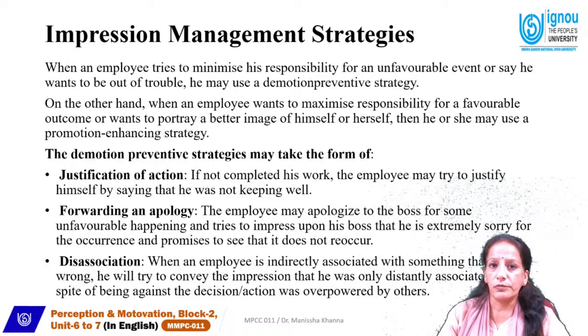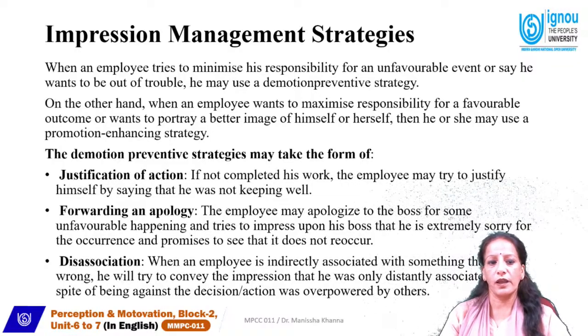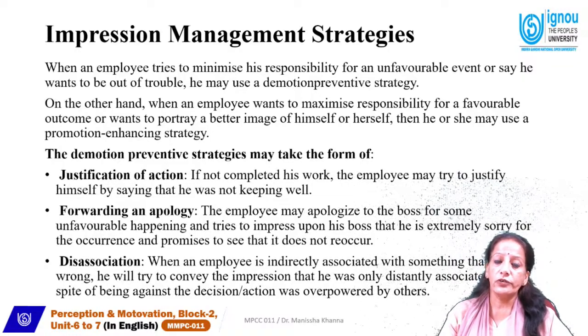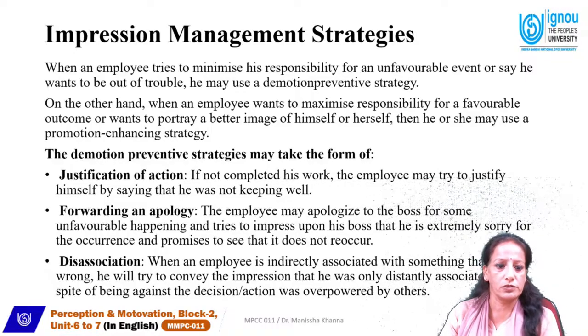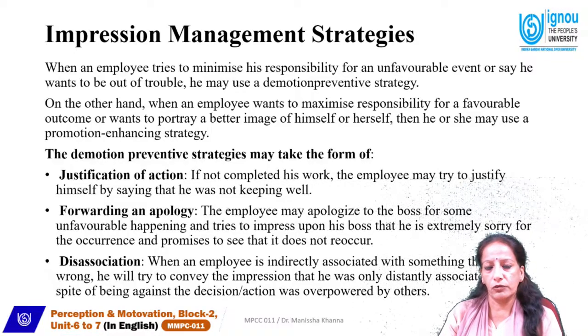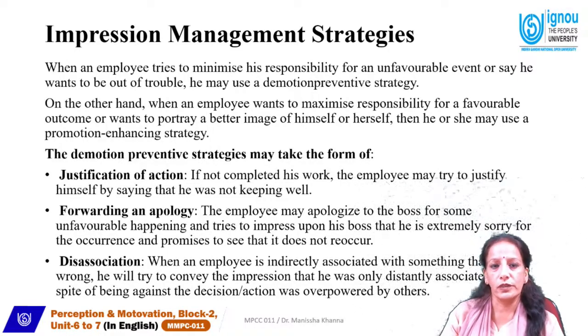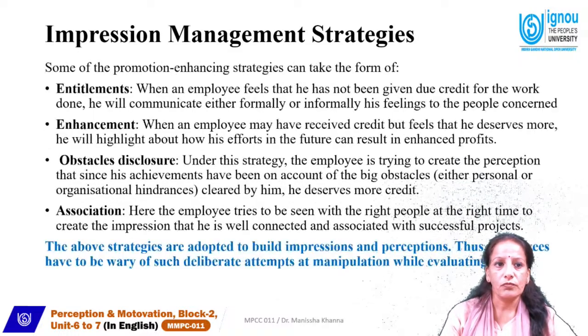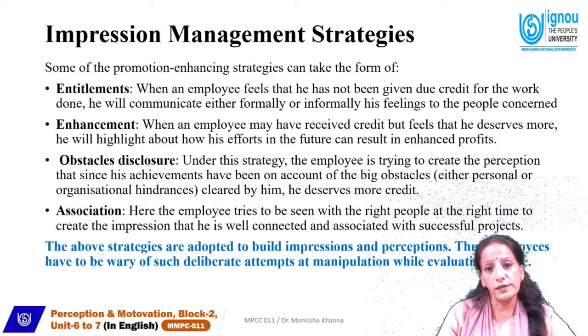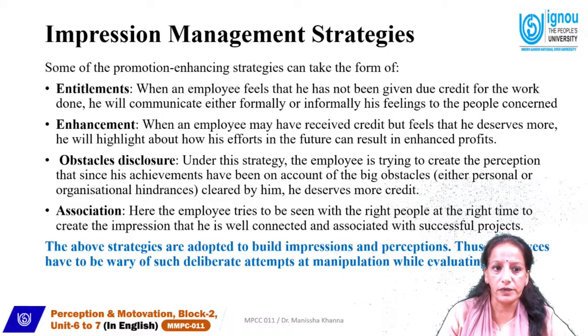And there is another prevention strategy in impression management, when a person disassociates. For example, the employee is indirectly associated with something that went wrong, but he will try to convey the impression that he was only distantly associated with that particular situation, and that he was overpowered by others, or maybe he can say that he is not directly associated with that particular situation.